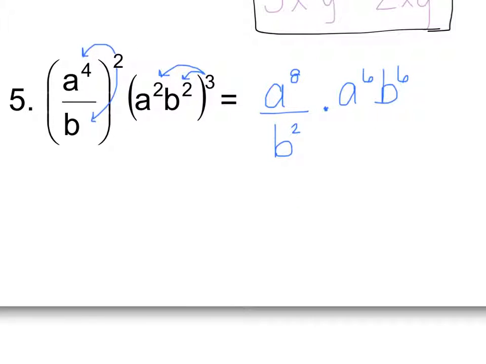All right, now combine. Let's see. In our numerator, we have a to the 8th and a to the 6th. We add those based on law 1, so a to the 14th. And then b to the 6th over b squared. We turn that into subtraction, so it's like saying minus 2 right there. So we get b to the 4th.